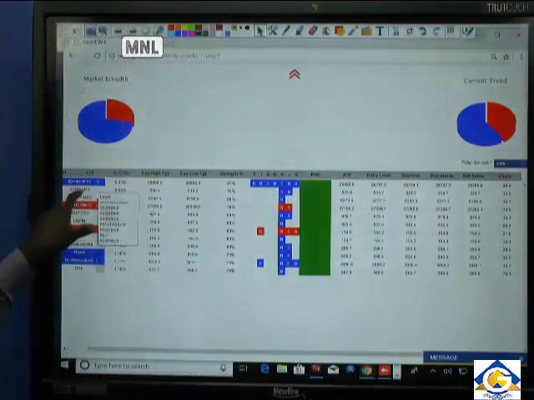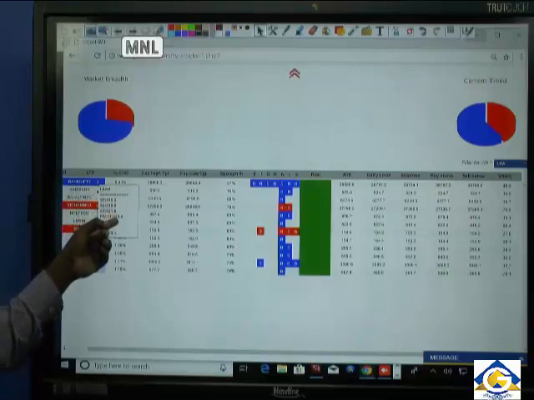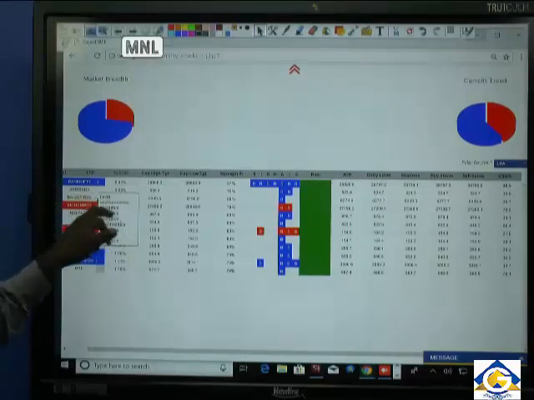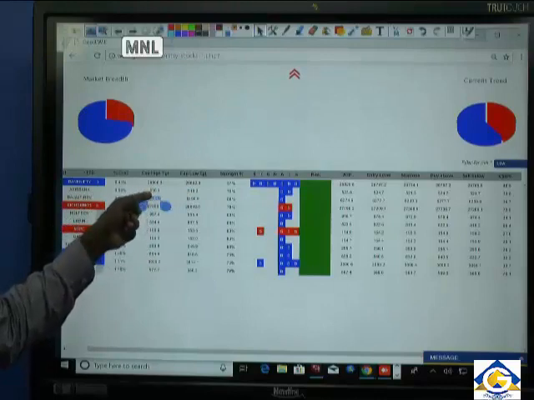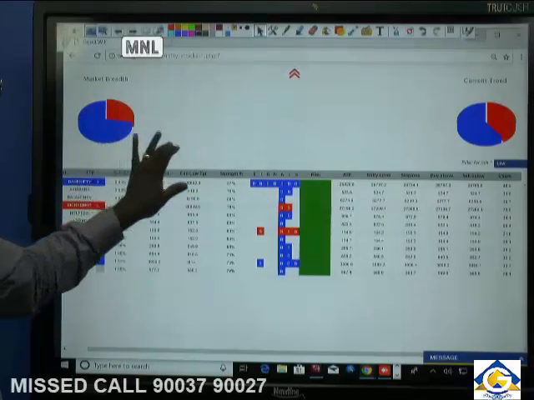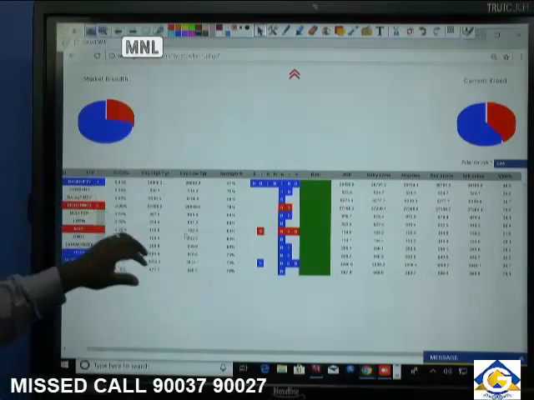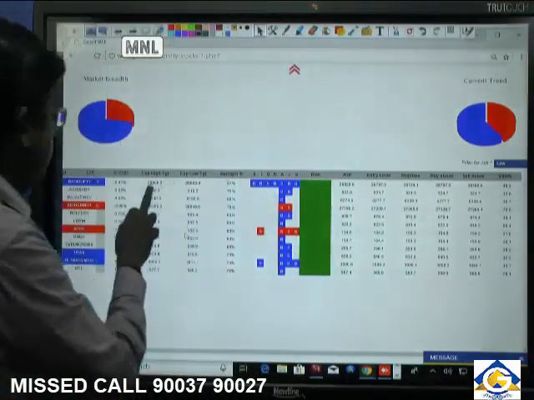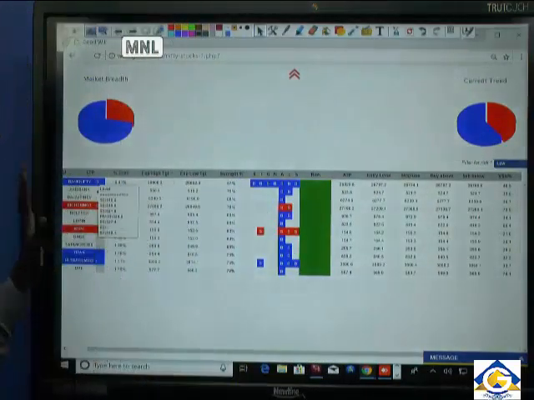For Axis Bank, if you touch here, you can get the levels. See the levels: the pivot level is 524.6 and resistance is 527.4. Either you can wait for the target, and 530 is the target, or you can just go by levels. So for Axis Bank, the buy is above 524.7 and the target is 530. If you click here, you can get the levels.